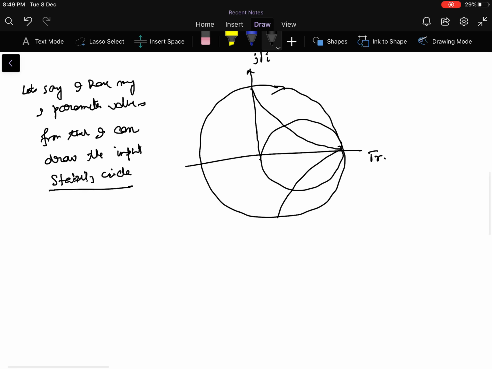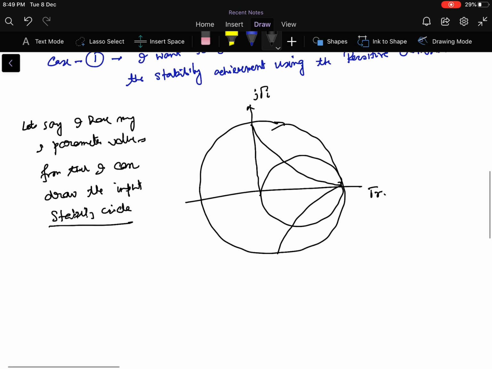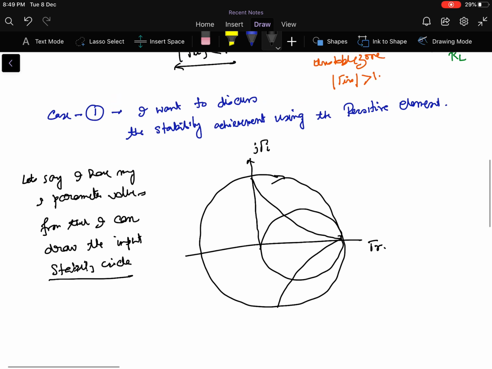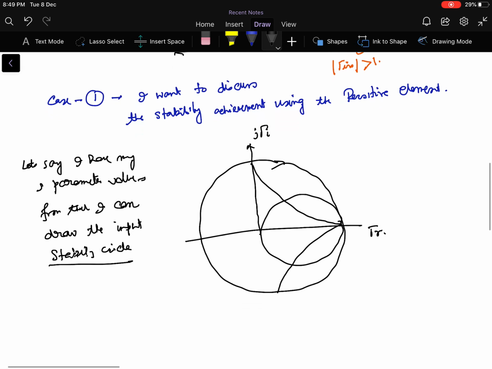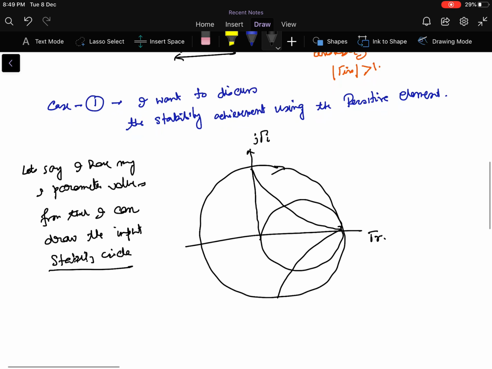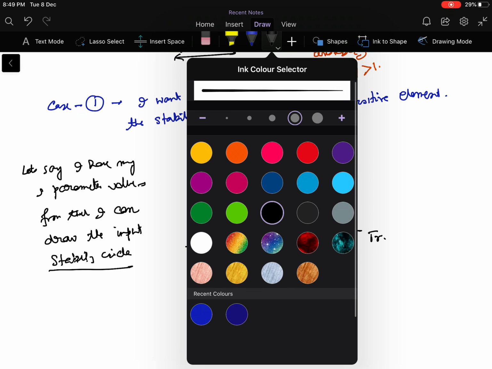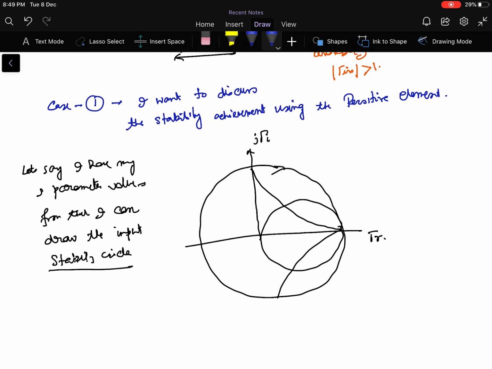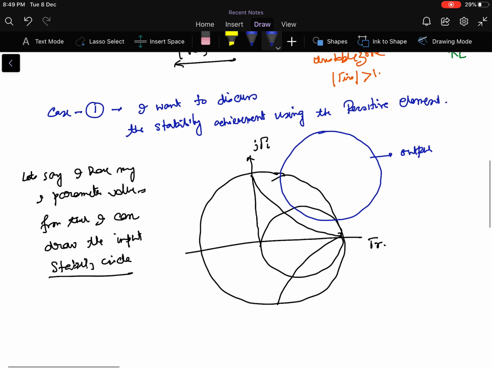Output stability circle. So I will take the case again. Let's say after drawing the output stability circle or input stability circle, let me take, let's say, the output stability circle is coming like this. Let's say this is my output stability circle.